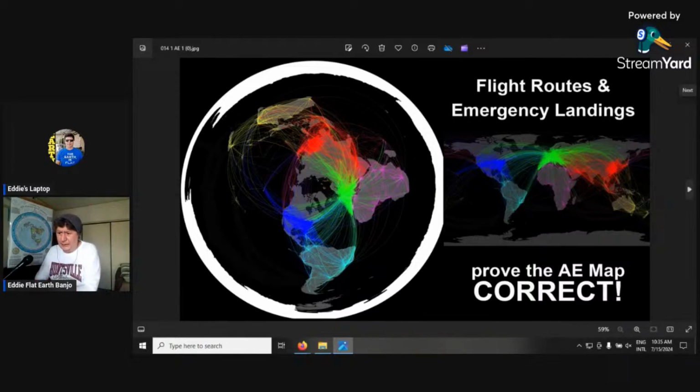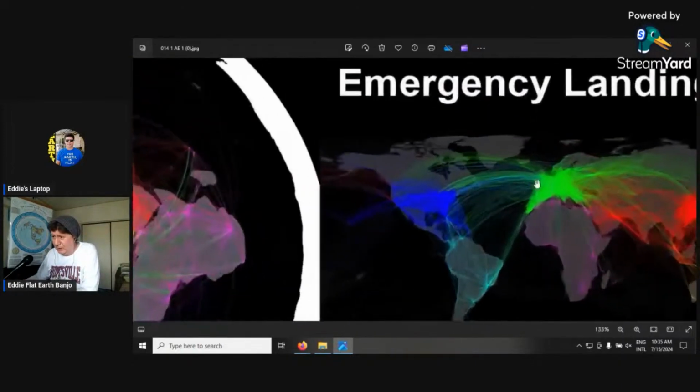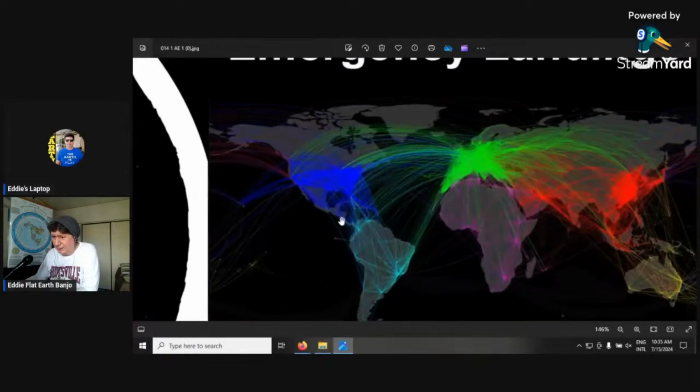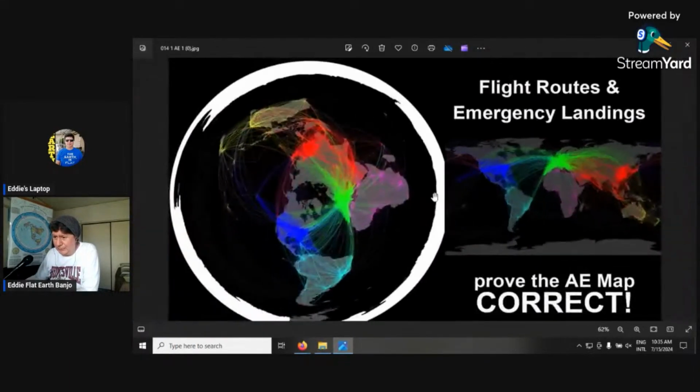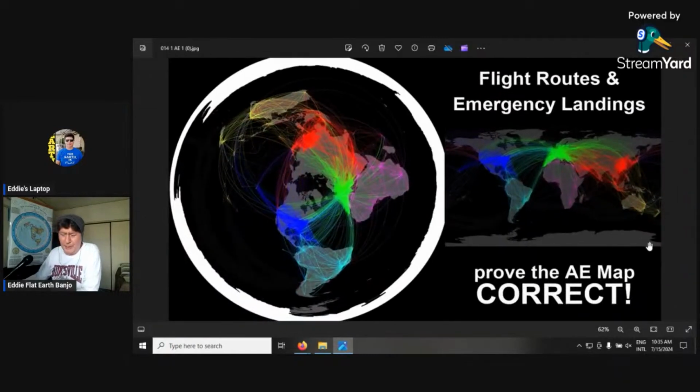All right, so let's start with flight routes and emergency landings. This is the projection on the Mercator. It makes no sense when we transform this into an AE map, flat Earth map. That's what we get. So they cannot fly over Antarctica. That's why we don't have south circumnavigation north to south. There's no way, because this is the layout of how our plane Earth is.